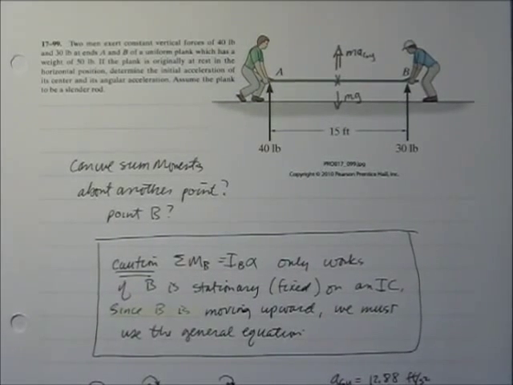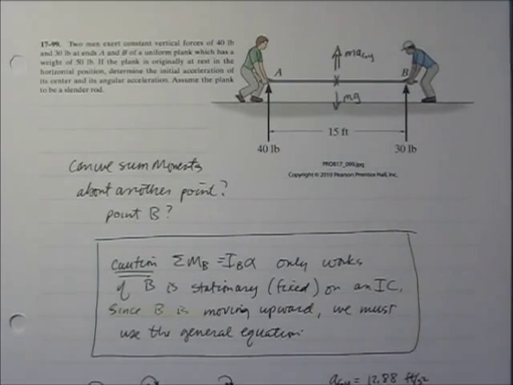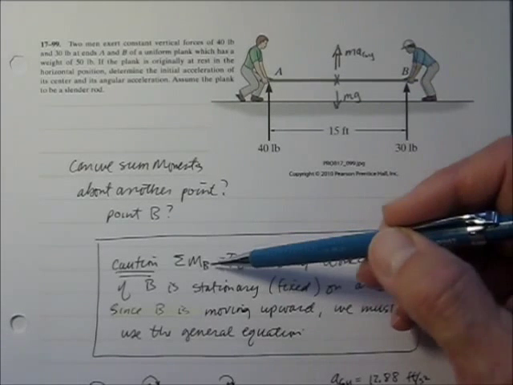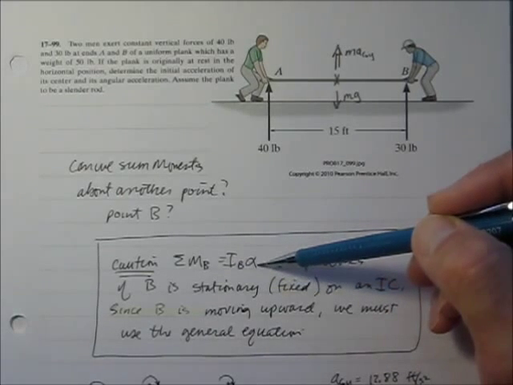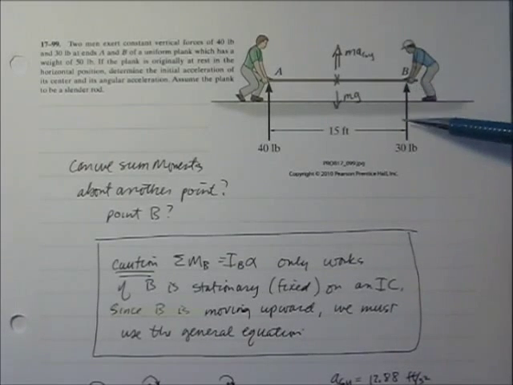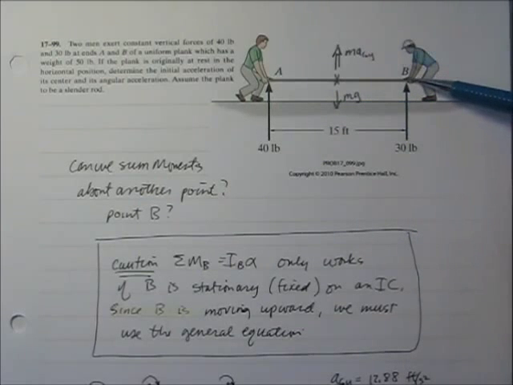All right, I summed moments about G in this problem, and it worked out really straightforward, but can we sum moments about another point? For example, point B. And the answer is yes, we can, but we have to be pretty cautious. The reason is because B is moving, and I cannot use the shortcut equation that we did previously, sum of the moments about B equals Ib alpha, because this only works if B is stationary, meaning hinged, or an instantaneous center. In this case, it is neither. It is moving along with A, along with G, so therefore I cannot use this shortcut equation, and I'll have to use the long equation for moments.